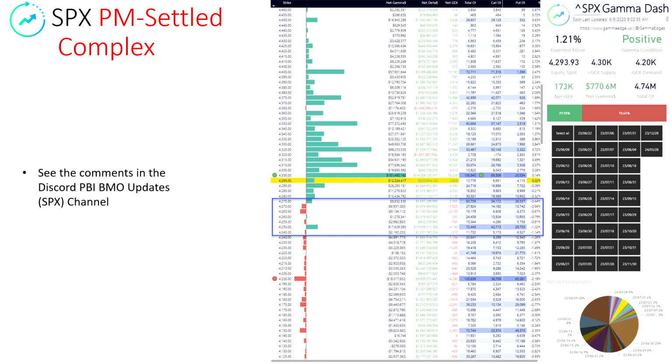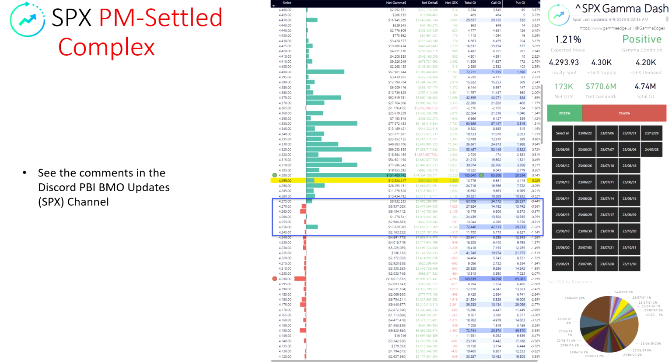Running through the charts real quick, this is the PM settled complex. Overall net positive condition, which means that we are net call dominated. Above us, you can see the 43.65 has a little bit of negative gamma, but you can also see the 43.20s here have got positive gamma, still slightly negative delta in the PM complex. But if you go to the combo complex, which we will here shortly, you'll see it's completely been flattened.